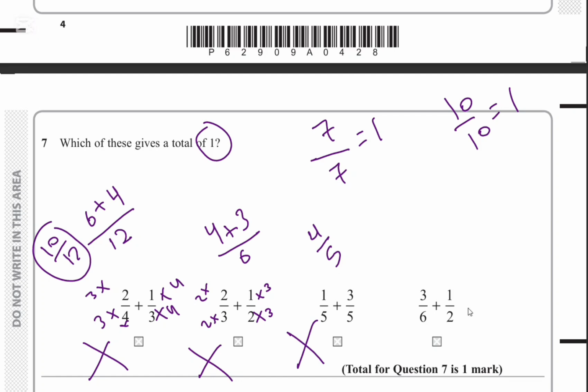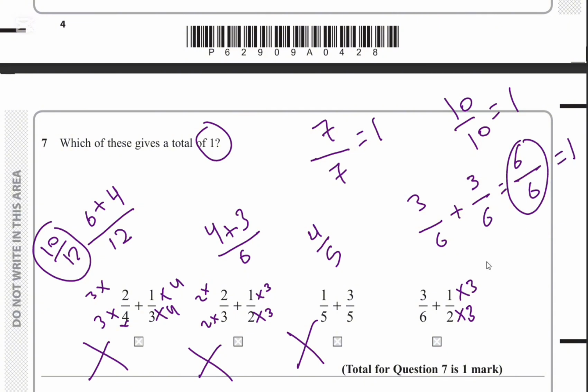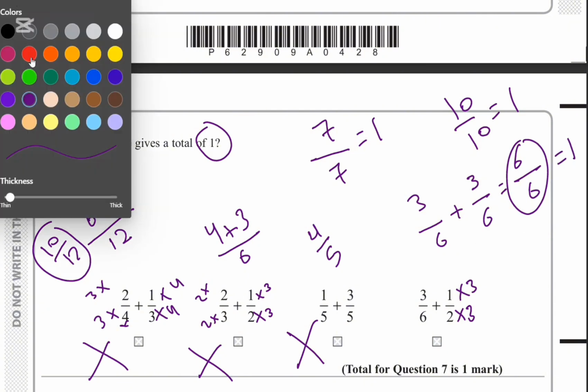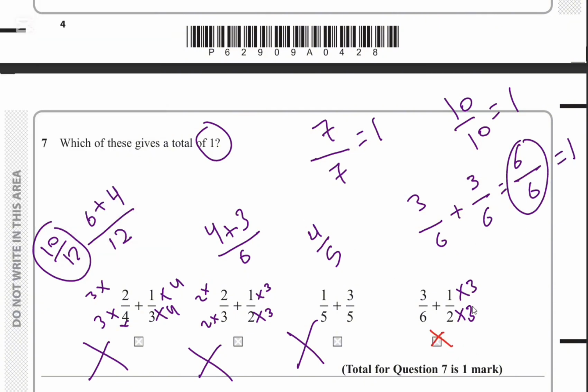Here, there's no need to multiply here by 6 and here by 2, because I can make the 2 into a 6 directly by just multiplying by 3 here and 3 here. So it's going to be 3 over 6 plus 3 over 6. 3 plus 3 is 6, and 6 down, that's 6 over 6, which means that's 1. And that's our answer right here. Okay, so why is this the answer? Because this is 6 over 6, and 6 over 6 is 1.